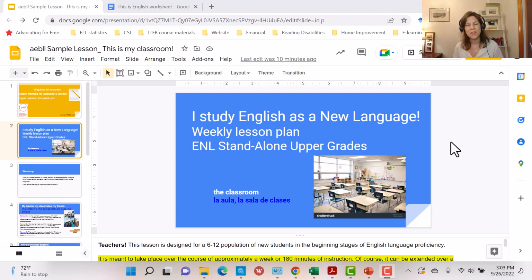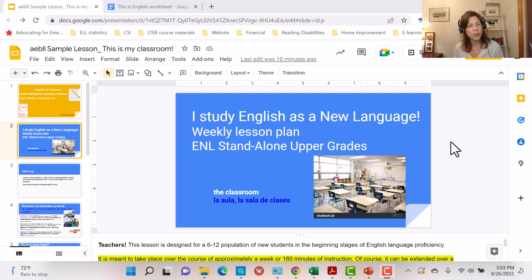However, if you are teaching standalone to younger grades, this is easily adaptable. Same linguistic skills, we just have to scaffold a little bit differently. But for older students, it's really important to understand the why. Why do I need to take a separate English class?